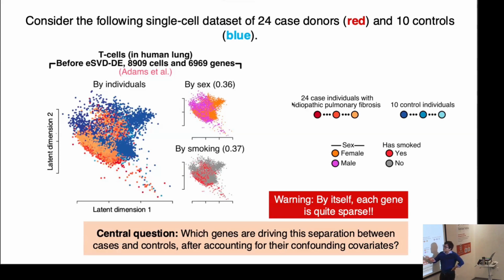But you'll realize that there's already a lot of differences. If I just look at sex, there's a lot of differences between the genes, and if I just look at smoking, too. So of course, I want to control for these things. I don't want to find a gene that's driven exclusively by the fact that some people smoke and some people don't, because in this case I want to study the particular pulmonary fibrosis disease, not just whether someone smoked or not. And so I want to account for all of these things. And once again, as a warning, each of these genes is incredibly sparse.